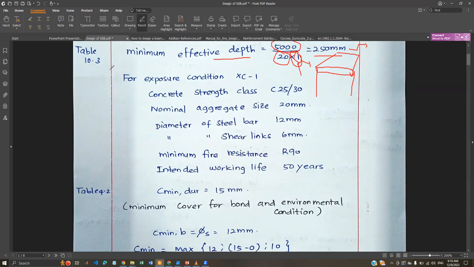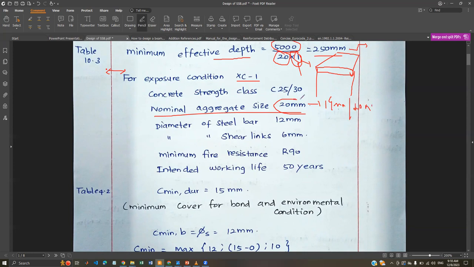So the second step is the cover calculations, right? For the cover calculation, I'm going to assume my exposure class as XE1, the concrete strength, and these things that you know already. But in addition to what we did in the last class, I am assuming the nominal aggregate size. You might have studied this from the concrete design, right? The nominal aggregate size will generally vary from 10 millimeter to 20 millimeter.